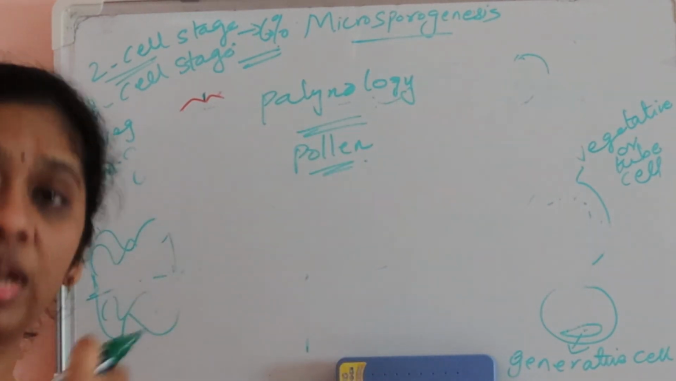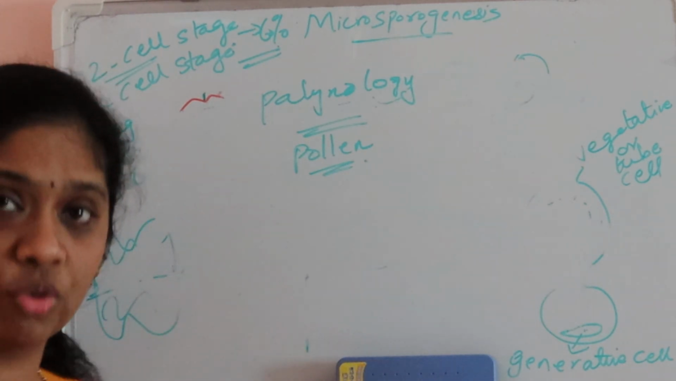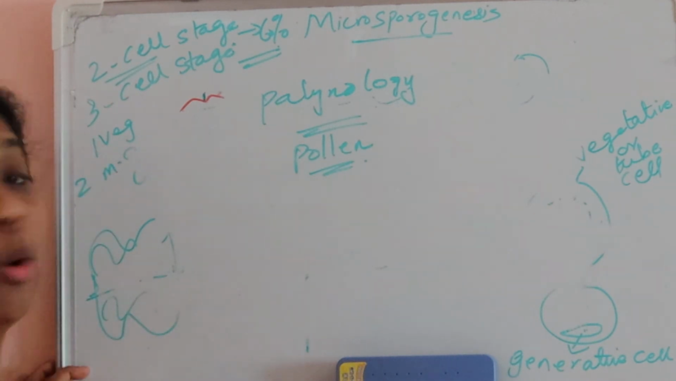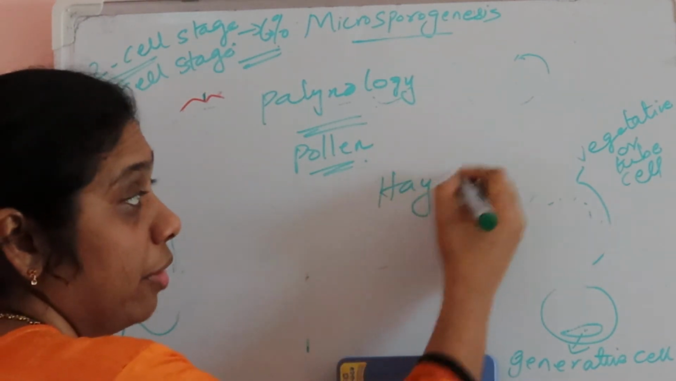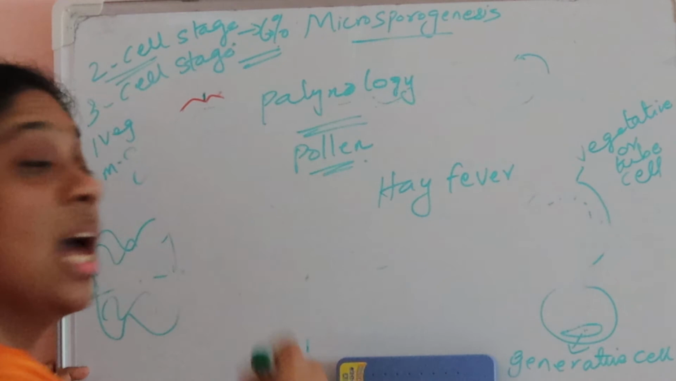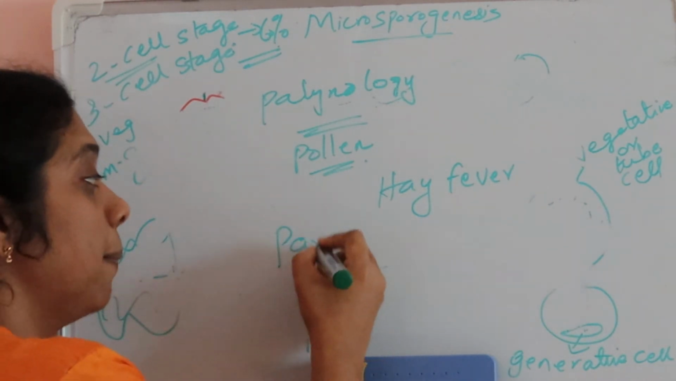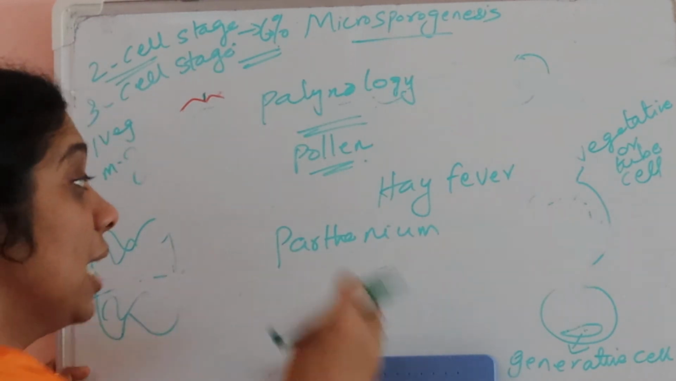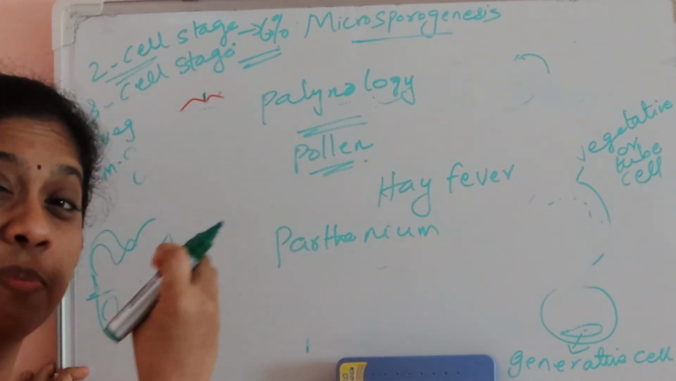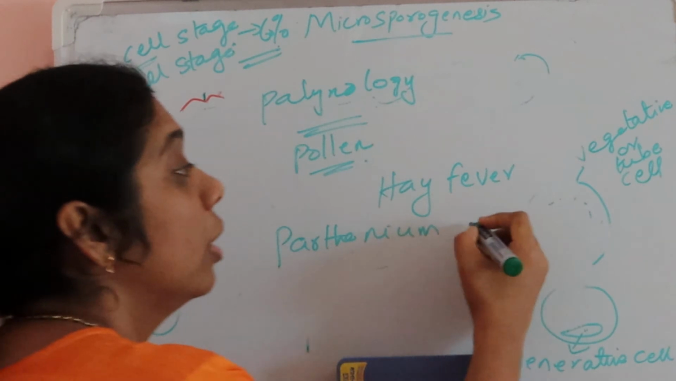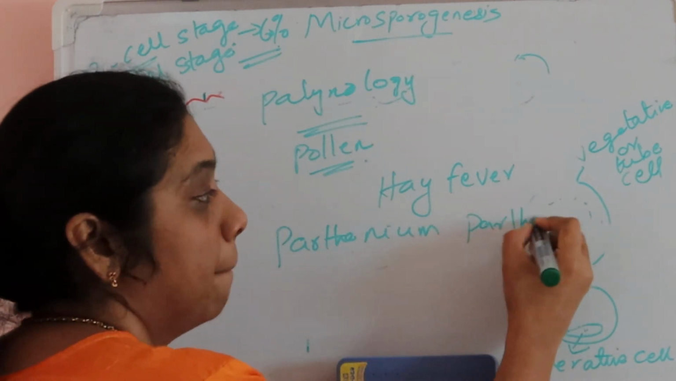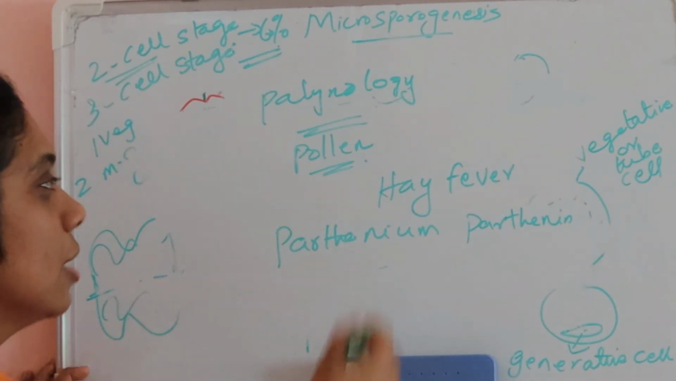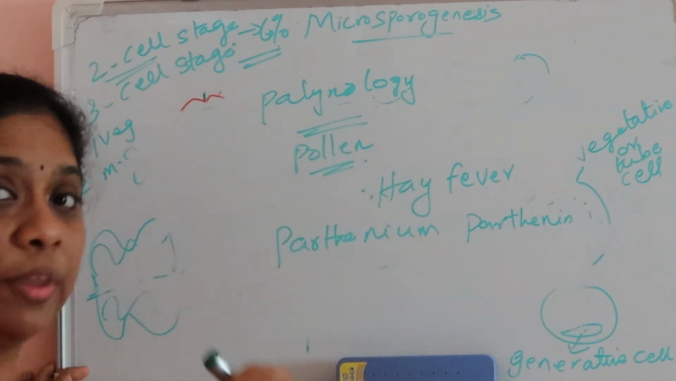Pollen has so many benefits. It is used as a nutrient supplement. Also pollen allergy is there. Some people have allergy to pollen, and that is called hay fever. You have heard about hay fever. Another one is parthenium, otherwise known as carrot grass. It is very allergic due to the toxic substance parthenin present in the parthenium. So hay fever is the allergy to pollen.